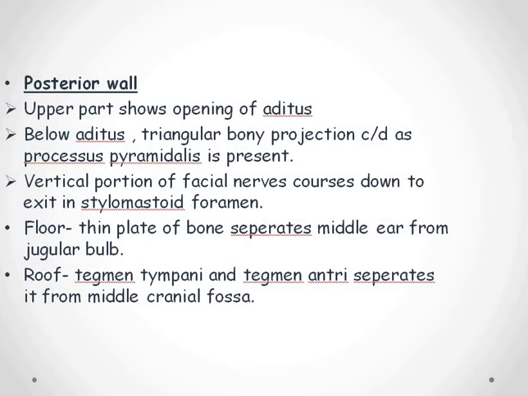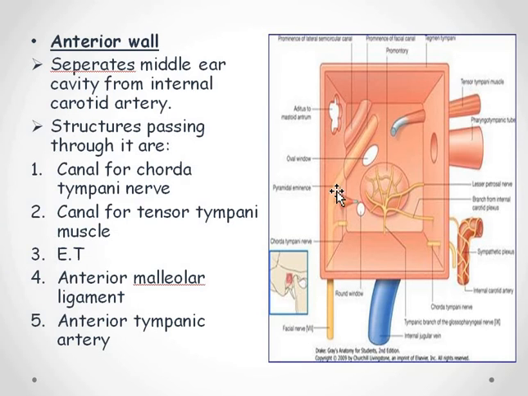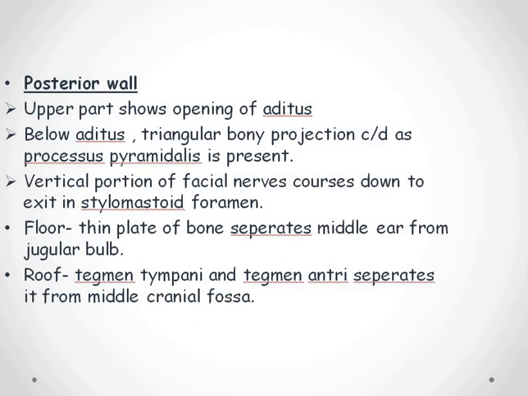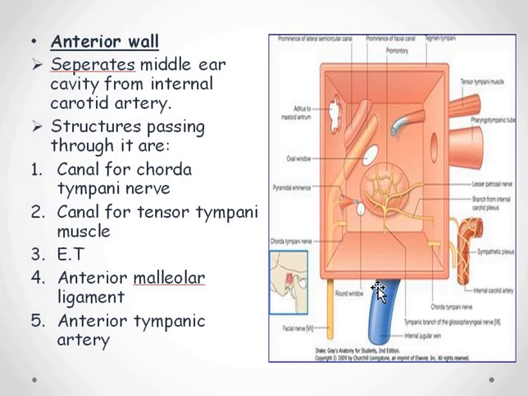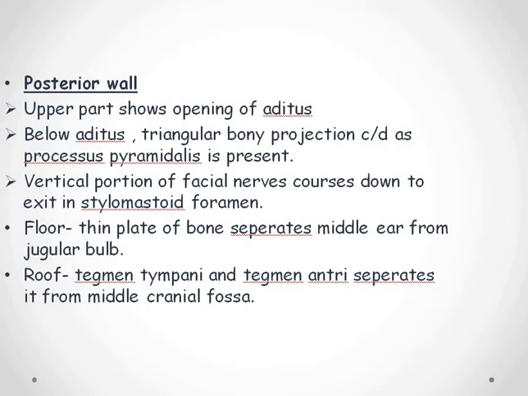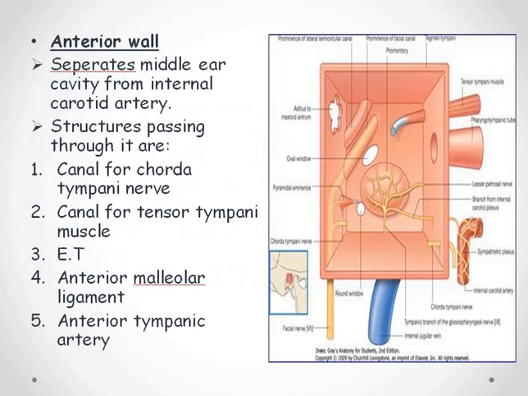Then comes the vertical portion of the facial nerve, which courses down to the stylomastoid foramen. You can see here the vertical portion of the facial nerve. Then comes the floor. There is a thin plate of bone separating the middle ear from the jugular bulb. And then comes the roof, the tegmen tympani and the tegmen antri, which separates the middle ear from the middle cranial fossa.